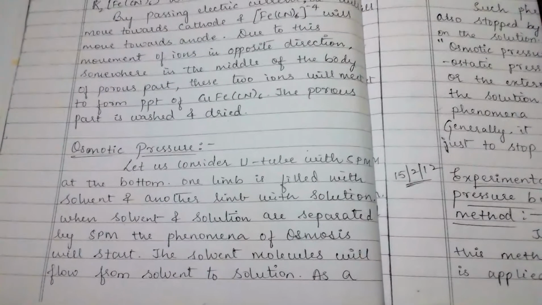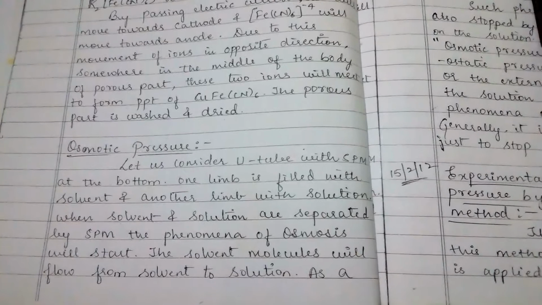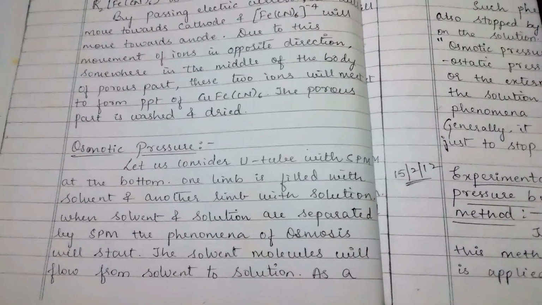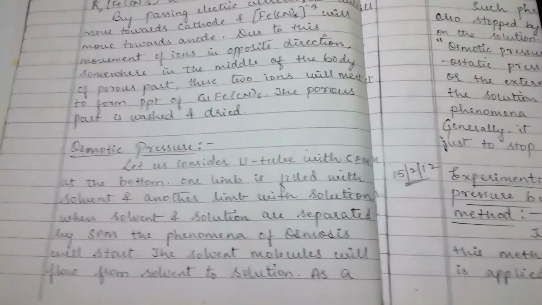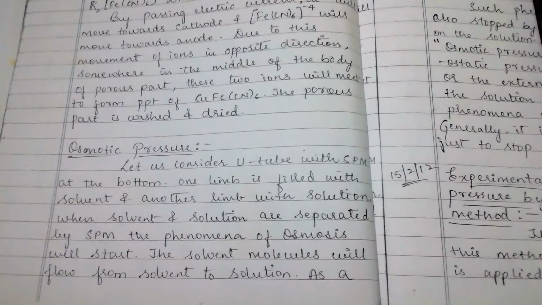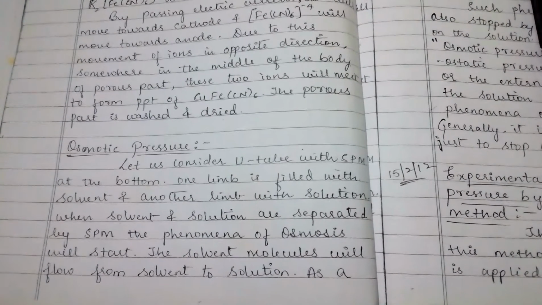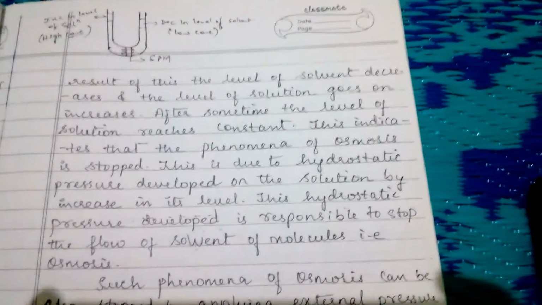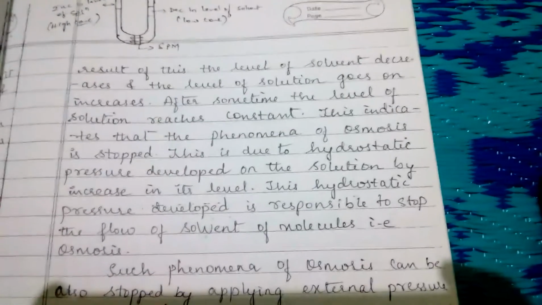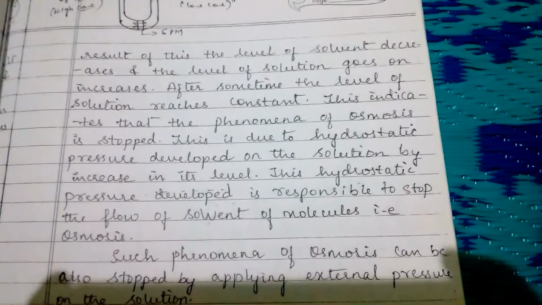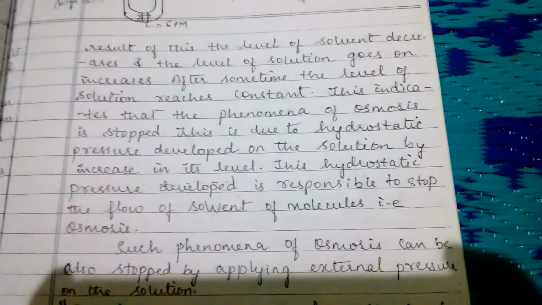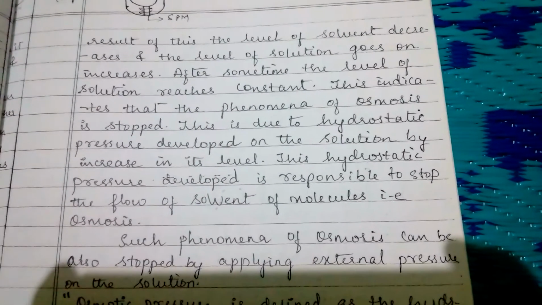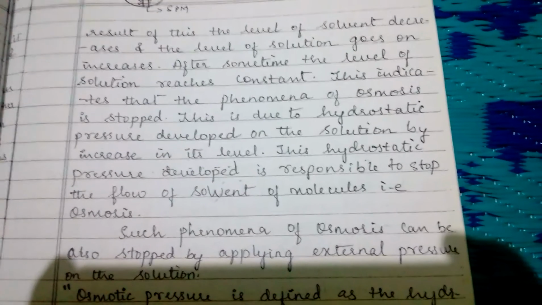Now let us discuss osmotic pressure. Let us consider a U-tube containing a semi-permeable membrane at the bottom, with one limb filled with solvent and the other limb with solution. When solvent and solution are separated by a semi-permeable membrane, the phenomenon of osmosis will start. The solvent molecules will flow from solvent to solution. As a result, the level of the solvent decreases and the level of the solution goes on increasing. After some time, the level of the solution becomes constant. This indicates that the phenomenon of osmosis has stopped.